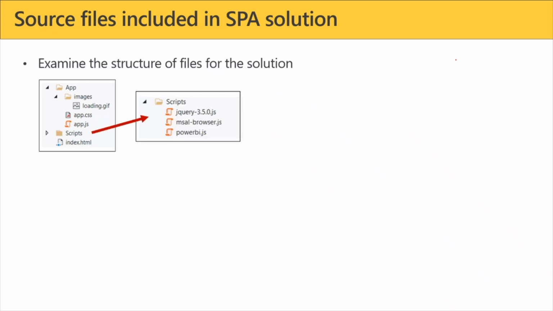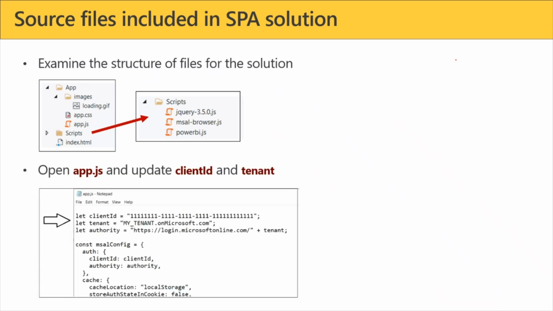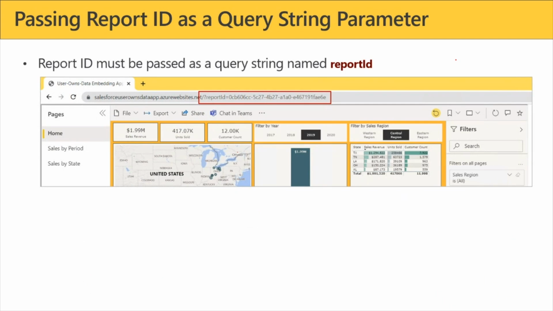There's the scripts folder. So what are the third-party libraries that we're using? We're using jQuery. We're using Msal-browser, which is the Microsoft authentication library for single-page applications. And then we're using Power BI.js, which is the Power BI JavaScript API, which is required on the client. So the idea is that we're going to simply open up app.js and swap out the client ID and the tenant ID. And at that point, we should be able to run it.